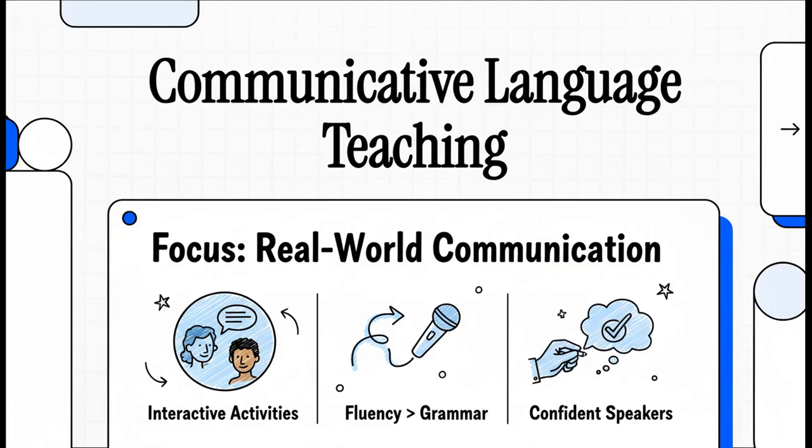Today, we're going to dive into communicative language teaching, an approach that basically flipped language education right on its head. The goal? To turn those silent, rule-memorizing students into confident, real-world speakers.